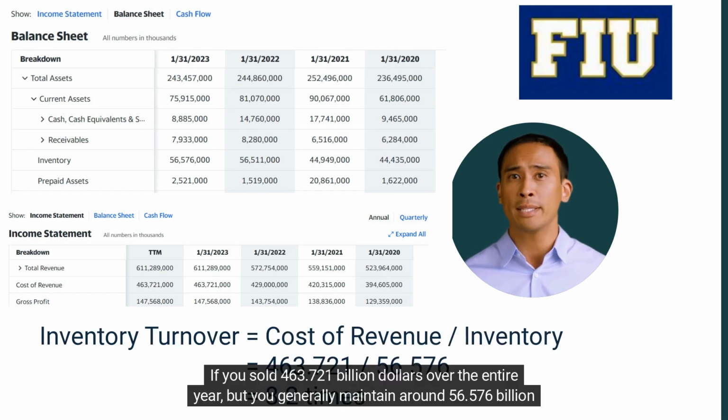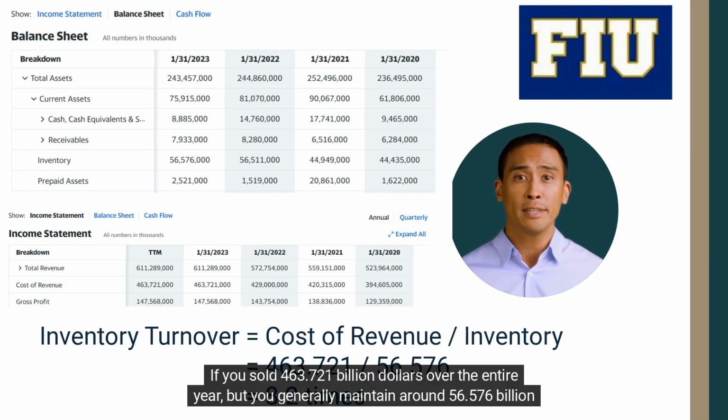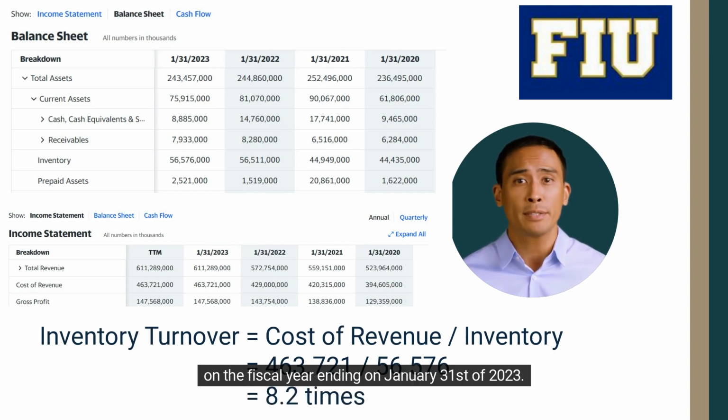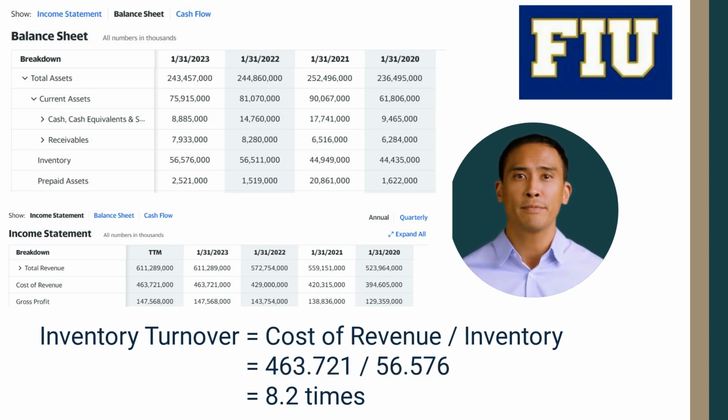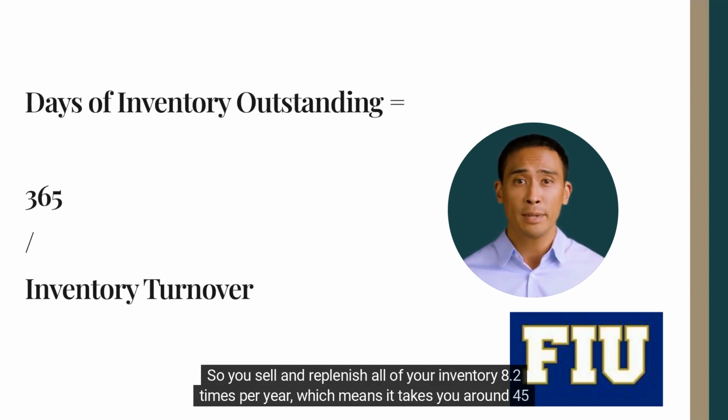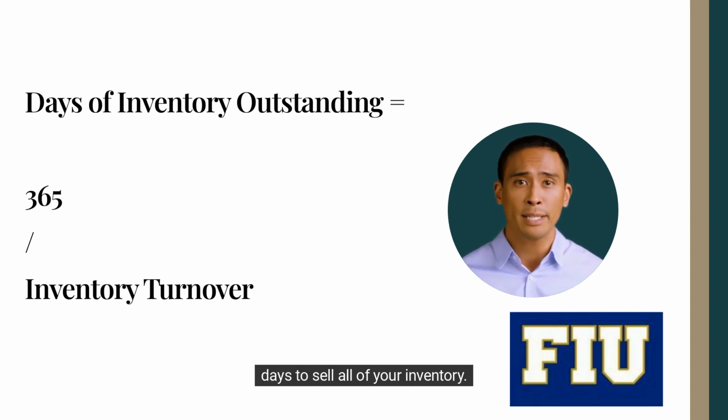If you sold $463.721 billion over the entire year, but you generally maintain around $56.576 billion in stock in your warehouse, it roughly means you sold and replenished all of your inventory around 8.2 times on the fiscal year ending on January 31st of 2023. So you sell and replenish all of your inventory 8.2 times per year, which means it takes you around 45 days to sell all of your inventory.